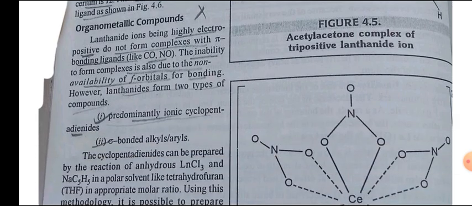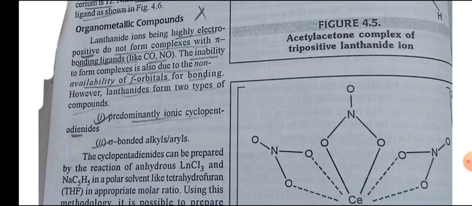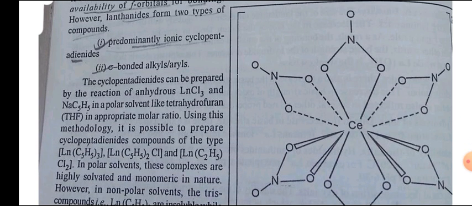Organometallic compounds. Lanthanide ions, being highly electropositive, do not form complexes with pi bonding ligands. The inability to form complexes is also due to the non-availability of f orbitals for bonding. However, lanthanides form two types of compounds: predominantly ionic cyclopentadienyls, and sigma bonded alkyls and aryls.